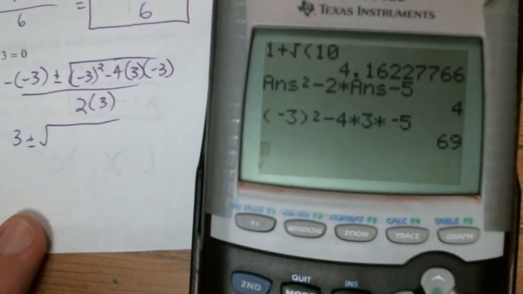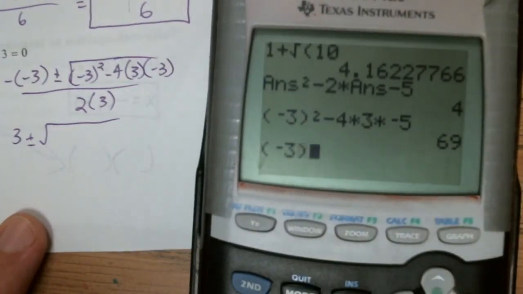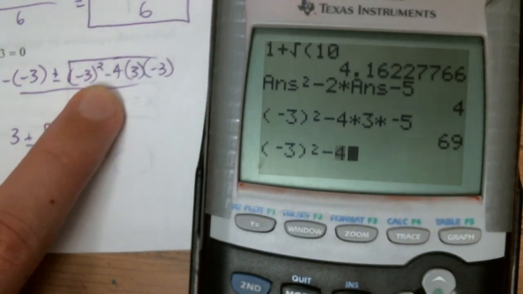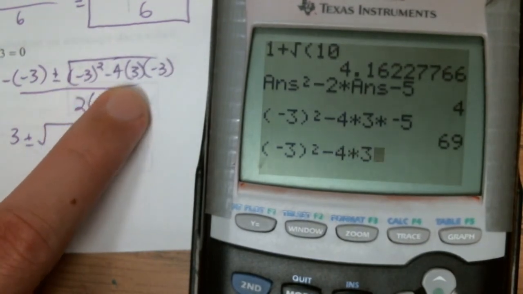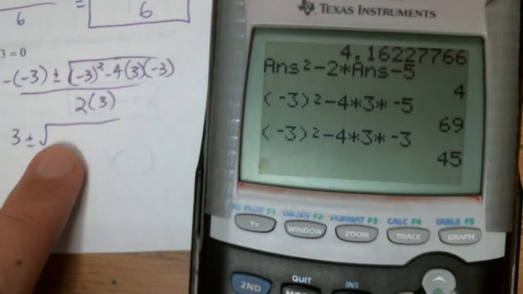Let's type this one into the calculator. I got a bunch of negatives here. I want to make sure I don't make a mistake. Negative 3 squared minus 4 times 3 times negative 3. That comes out to be 45. Okay, cool. 45 in the radical, all over 6. Okay, and that's your answer.